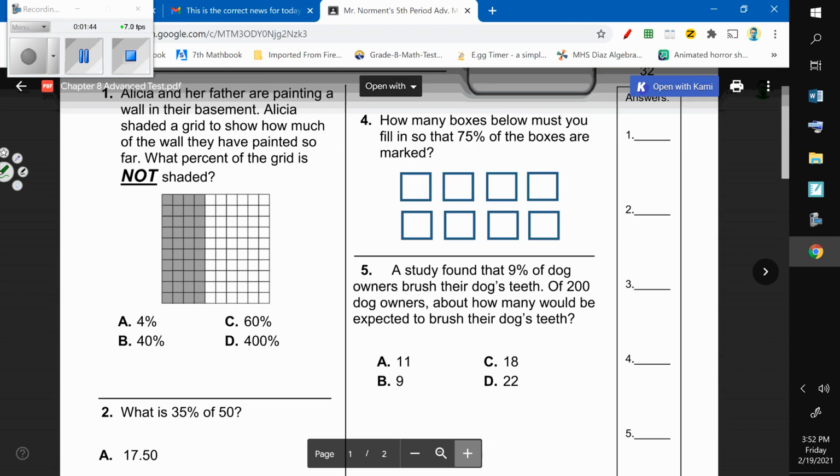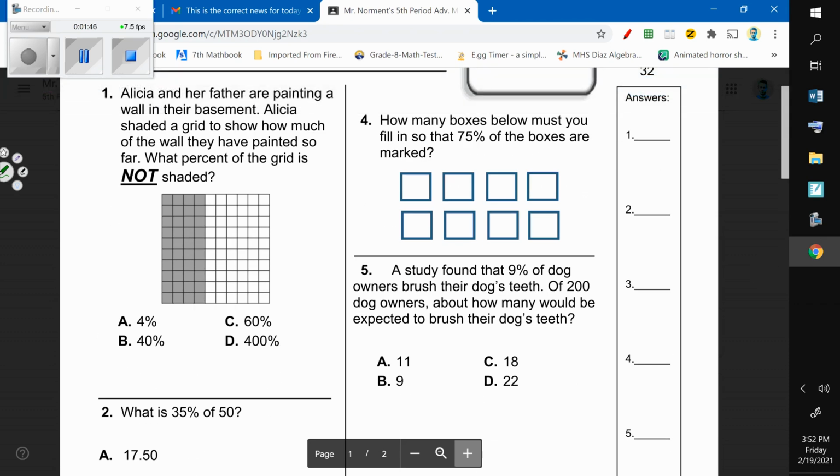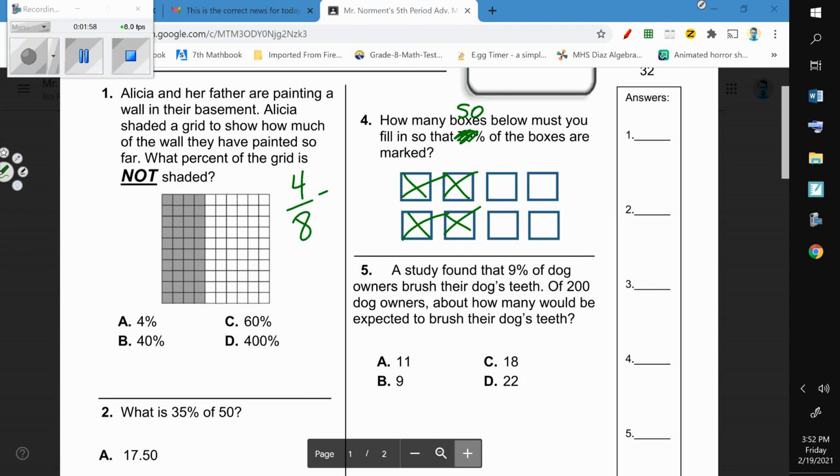Number 4, here's your hint. 75%. If this was 50%, it would be 4 boxes, because that's half, right? 50% is 4 boxes. That's 4 out of 8 is going to be 50%. And you know that 8 out of 8 is going to be 100%. So the question is, what's going to be right in the middle? That's 75%. Or what's in the middle of 8 and 4? What comes right in the middle between 4 and 8? I hope that helps.